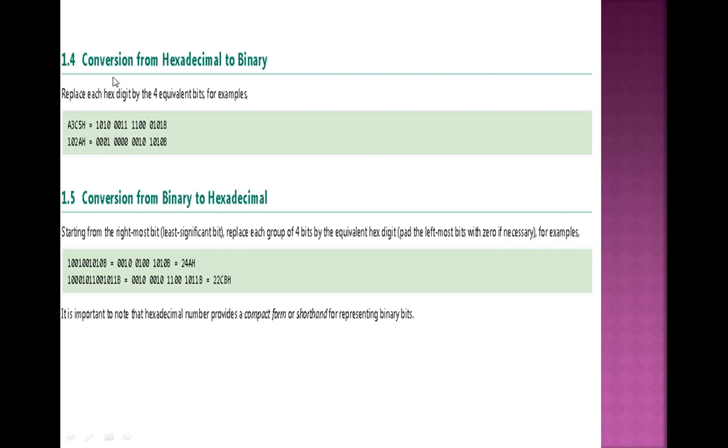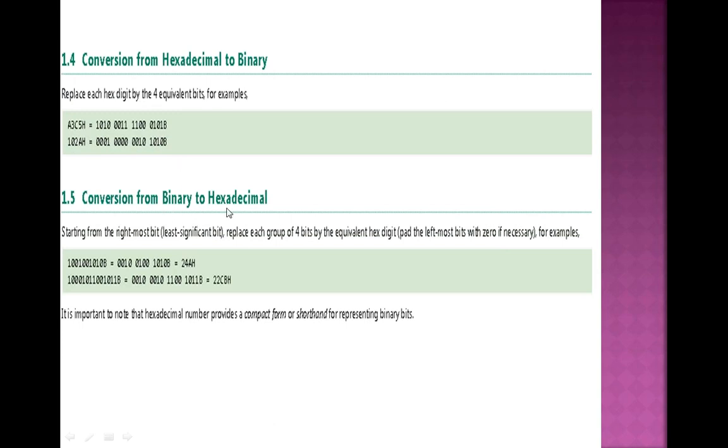Next is your 102A. 1 has this value, 0 has 0000, 2 has this value, and A has the value 10. So the same output, 1010. And the last one is your B, because this is in binary form and this is in hexadecimal form. This is H, this is B.